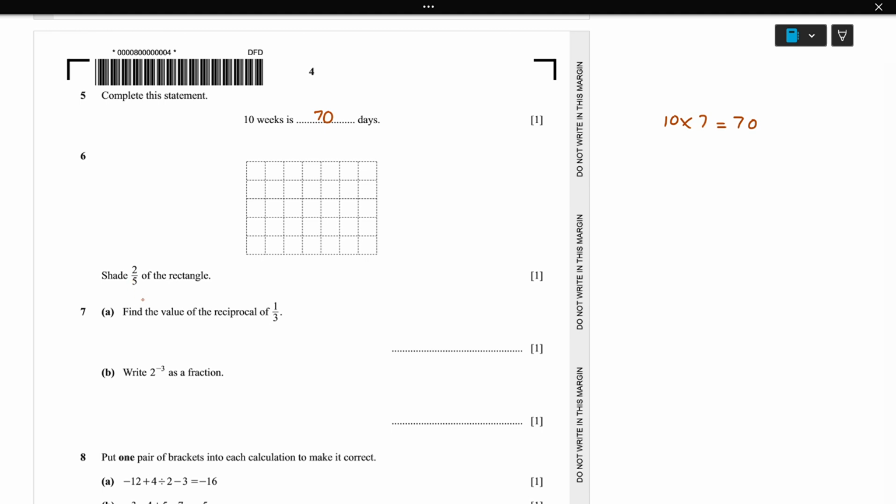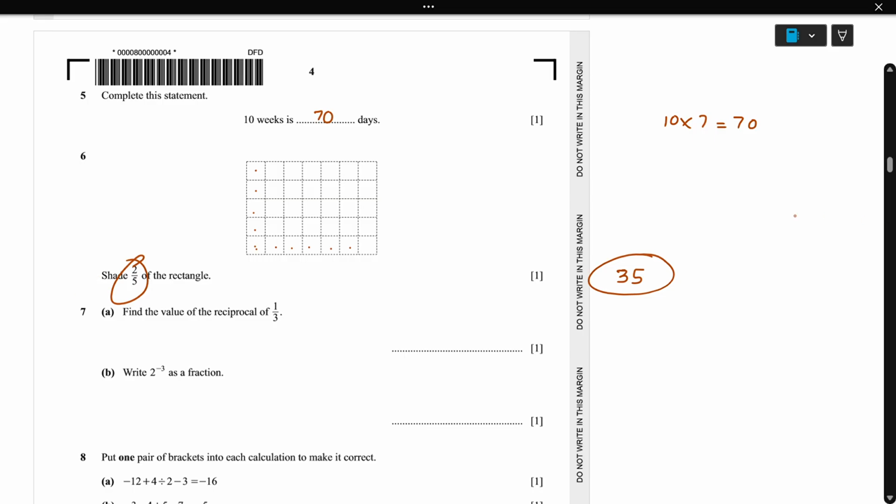Next, shade 2/5 of this rectangle. First, we don't know what 2/5 of this is, so first we need to count how many boxes there are. So 1 2 3 4 5, and 1 2 3 4 5 6 7. 7 times 5, there are 35 boxes. So what is given? 2/5. Just make the denominator 35, which means we multiply by 7 and 7 here, which gives 14 over 35. So 14 boxes we need out of 35. 14 is going to be shaded now.